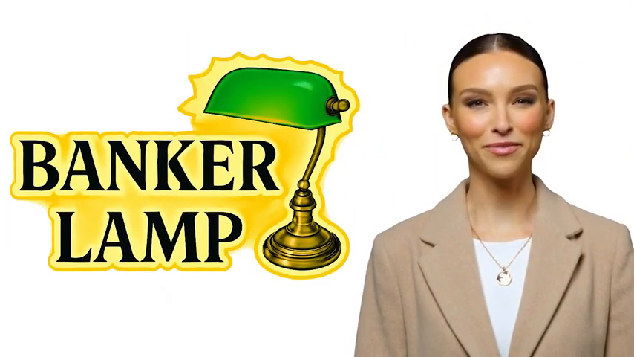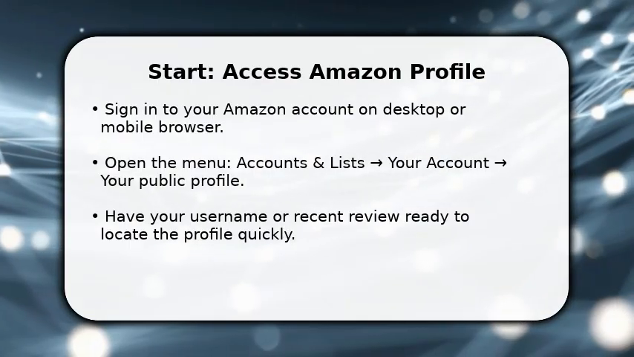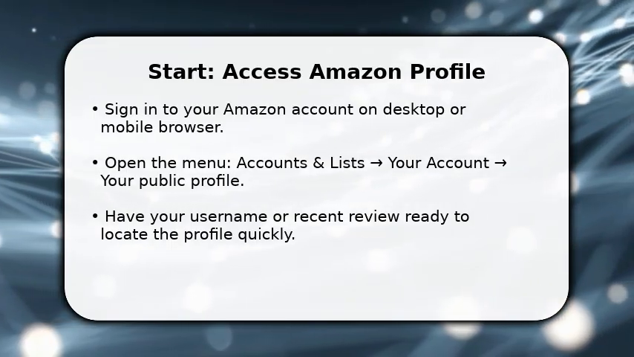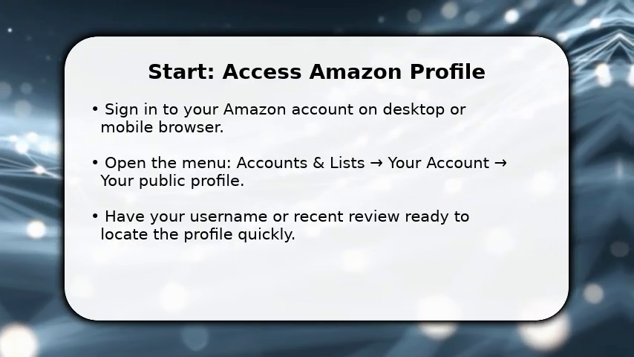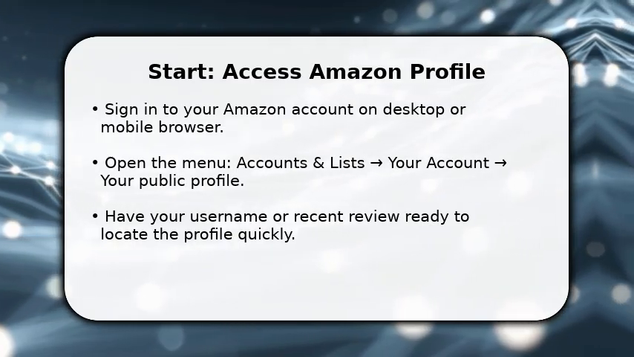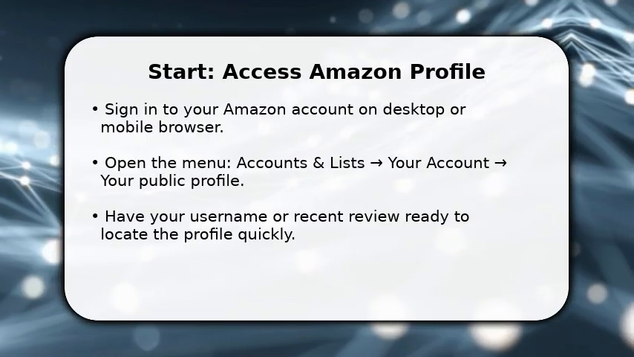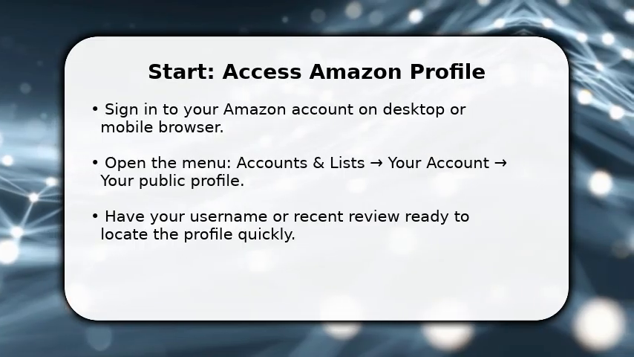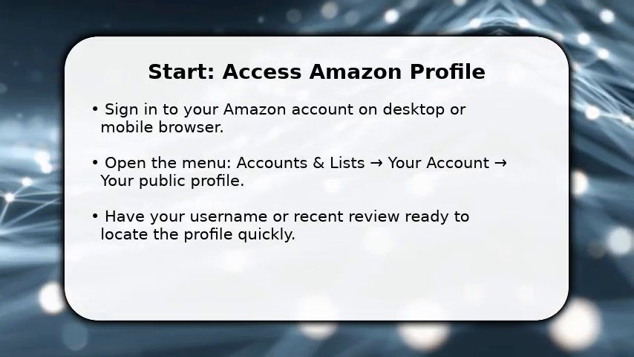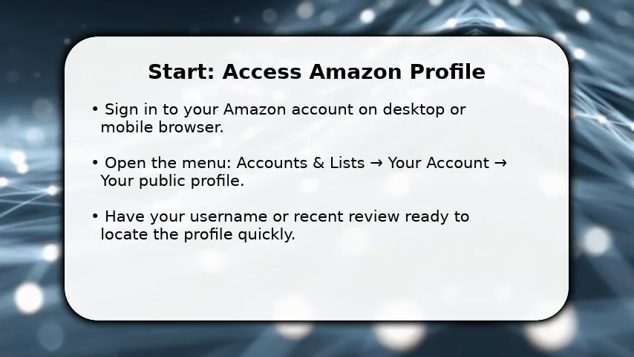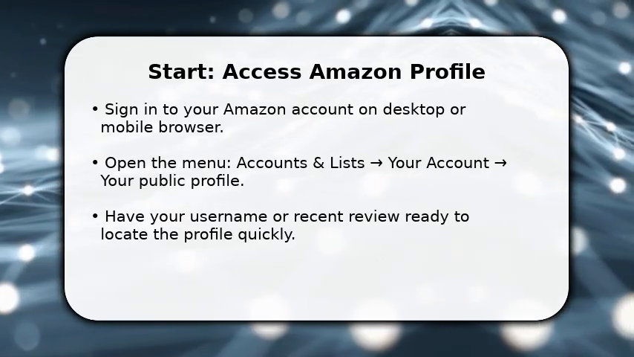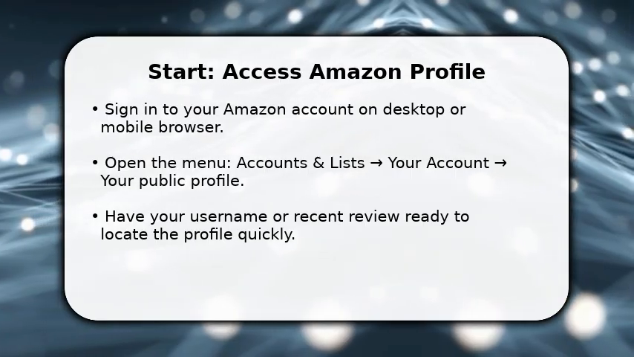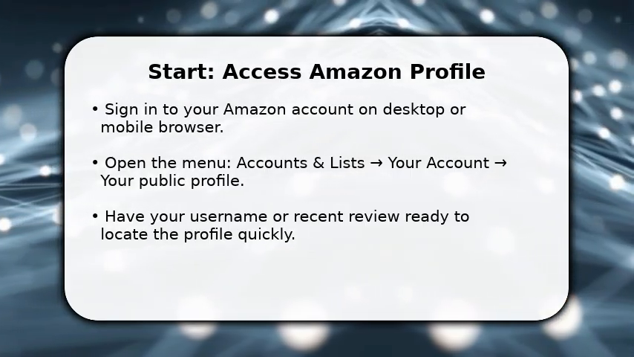Please enjoy the video. You're signed in, so start by opening Amazon in your browser and going straight to Accounts and Lists. Once done, tap your account and choose your public profile. This takes you to the page that Amazon publishes. You do this because Amazon builds the profile URL from the public profile page, not the account settings, so go there first. Make sure your recent review or displayed username is visible. That confirms you're on the correct public profile before extracting the link.